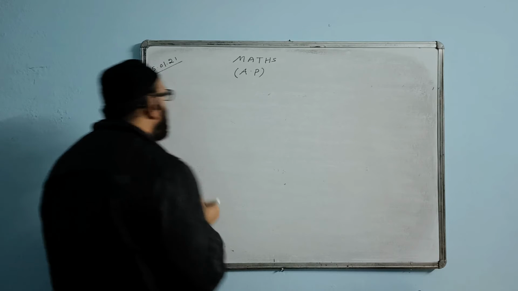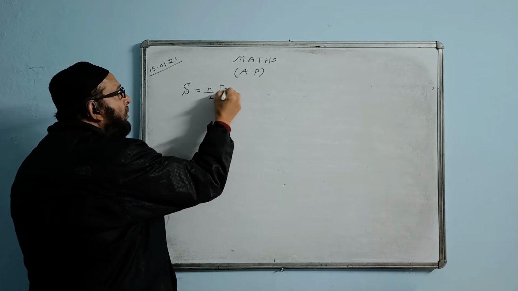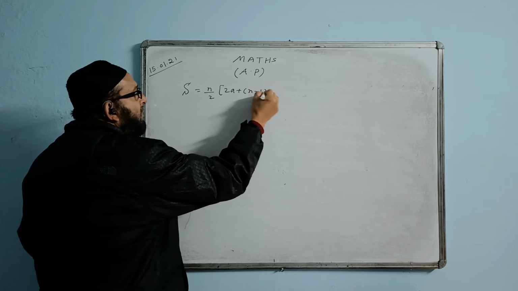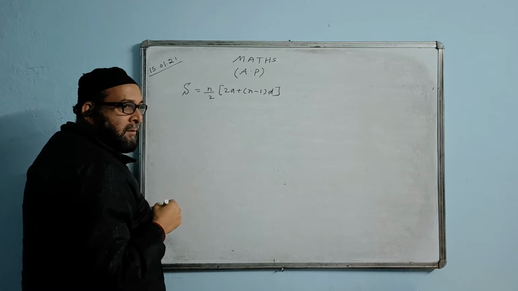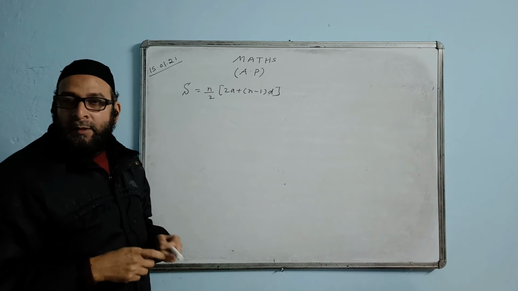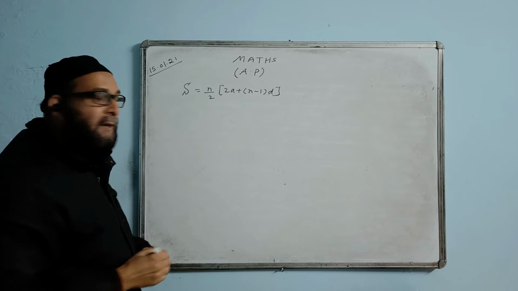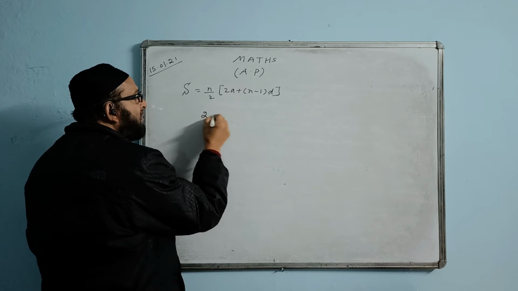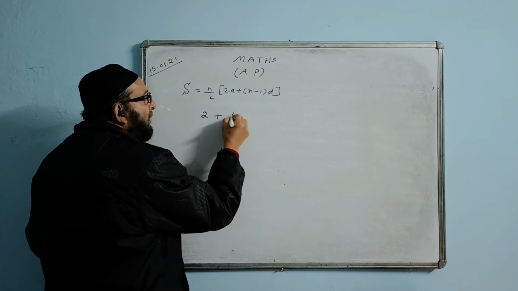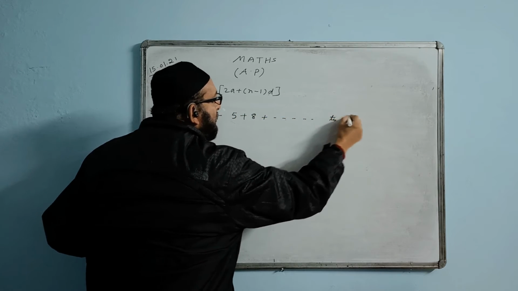The second formula was like this, no: sum equals n by 2 into 2a plus n minus 1 into d. This is the formula of sum, no? Suppose they are asking to find the sum of the AP series. They have given this kind of series: 2 plus 5 plus 8, and so on, up to 20 terms.